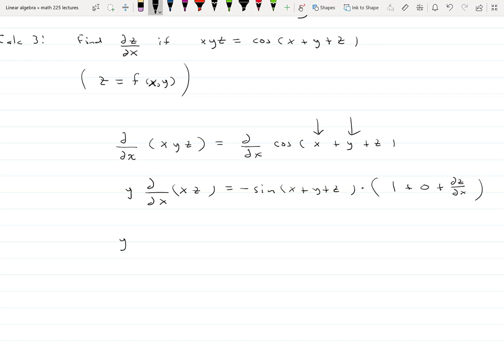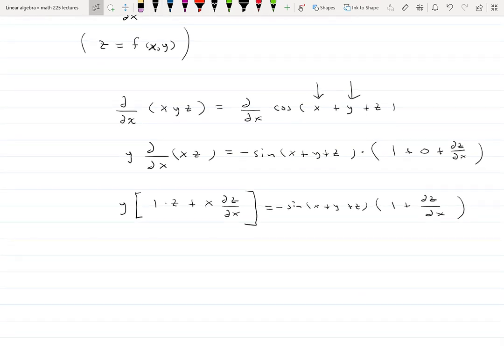We're going to get y. And I'm going to need the product rule here. I have the product of two functions, x and z. So the derivative of the first, x, is 1 with respect to x, times the second, plus the first times the derivative of the second, equals negative sine of x plus y plus z times 1 plus partial z partial x. Okay, now there's a bunch of work to do, but the calculus is done.